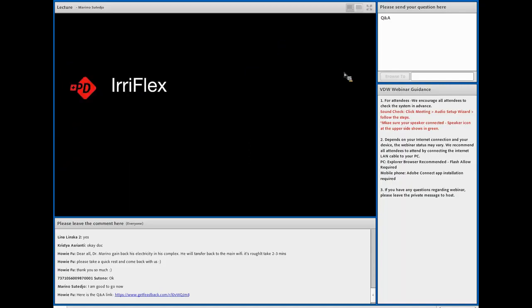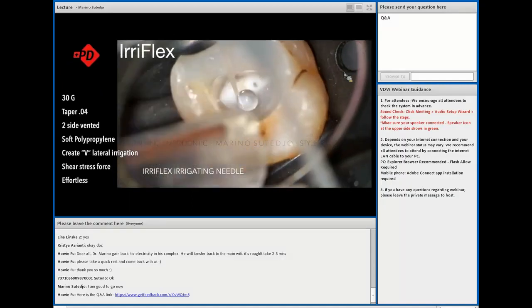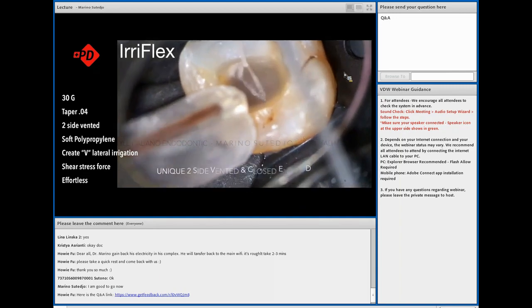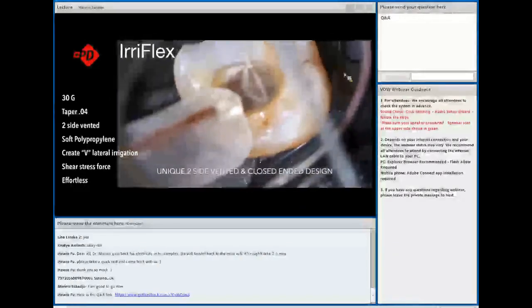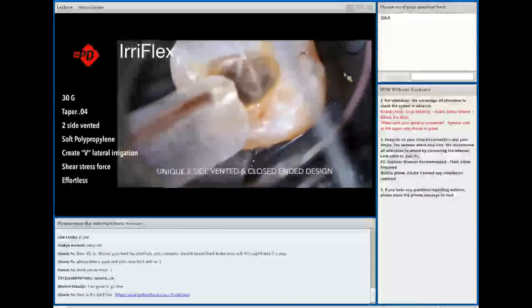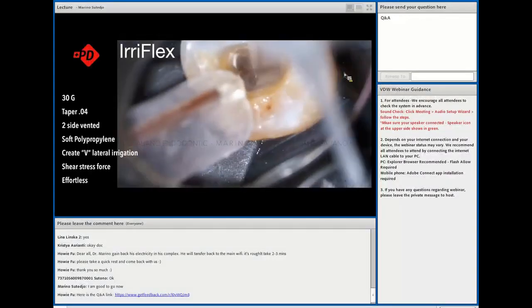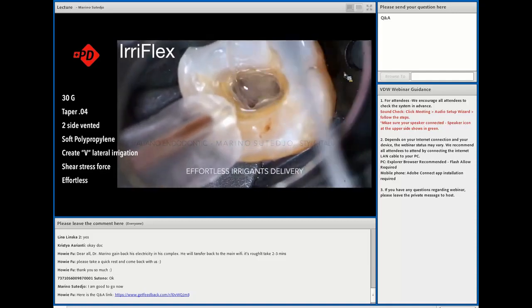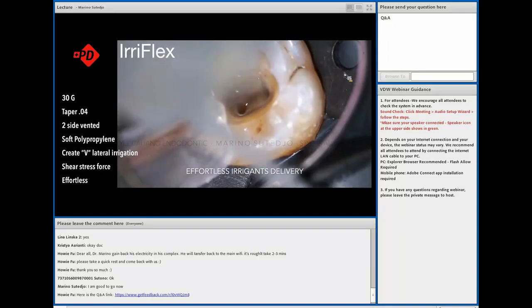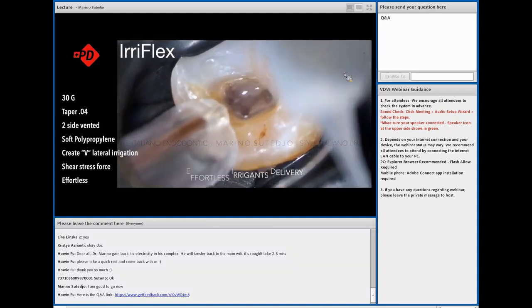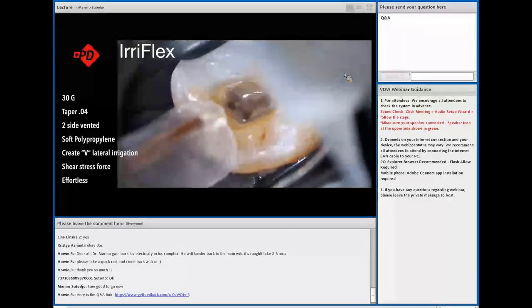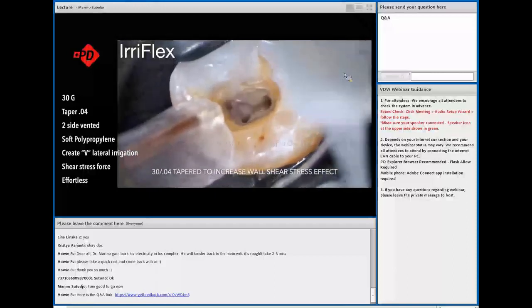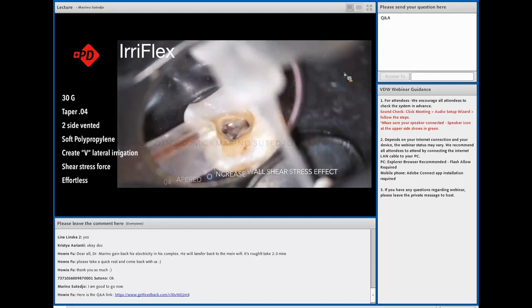Iriflex is the new irrigation needle that I am now trying to use, and now I regularly use this as my irrigation needle. You can also use this irrigation needle because it is so good. It is 30G in size, but it has a 4% taper. It has two-side vents, and most importantly, it's made from soft polypropylene, which is a plastic. That's why it is so flexible.